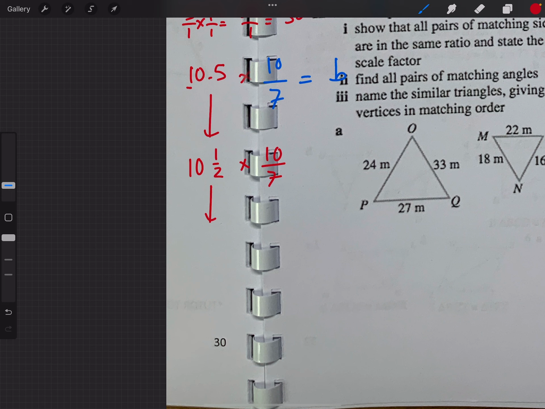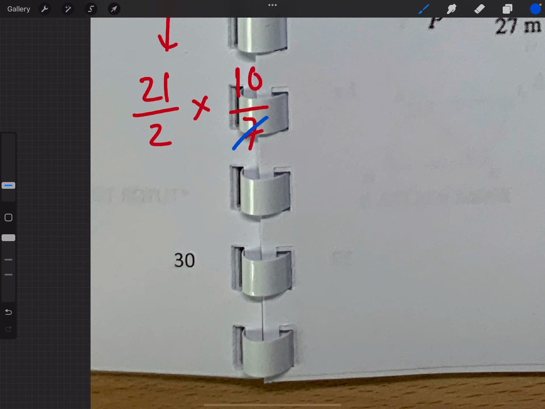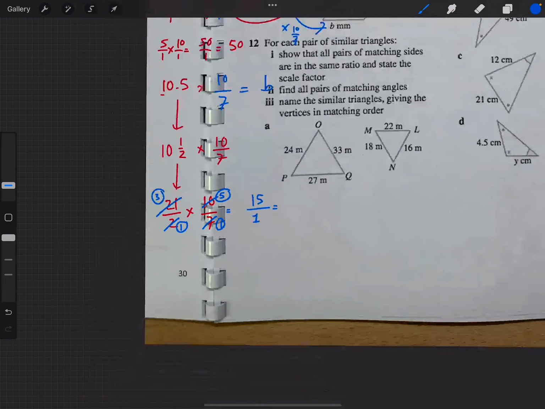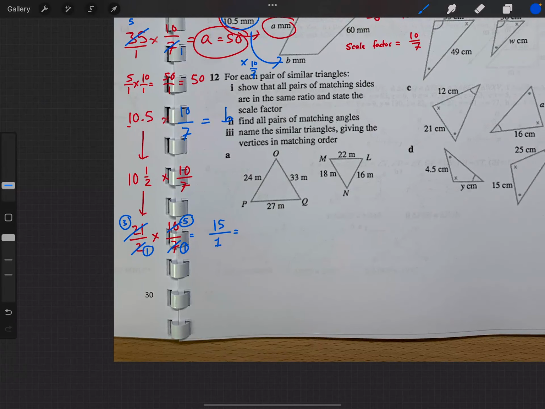Change this one from a mixed numeral to an improper fraction, you're going to get 21 over 2 times 10 over 7. Now I can simplify this. This one can be divided by 7, that'll give me 1. This one divided by 7 will give me 3. This one divided by 2 will give me 1. This one divided by 2 will give me 5. So really you have 3 times 5, which is 15, over 1 times 1, which is 1. 15 over 1 is just 15. So therefore b is equal to 15. There's your answer for that one.